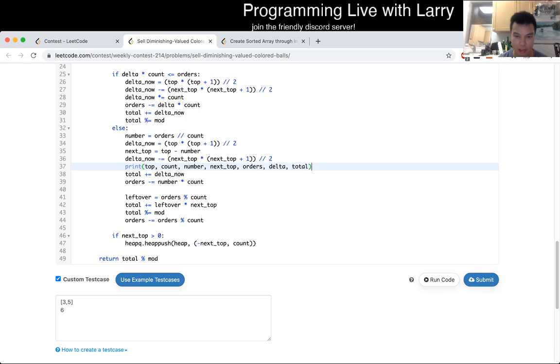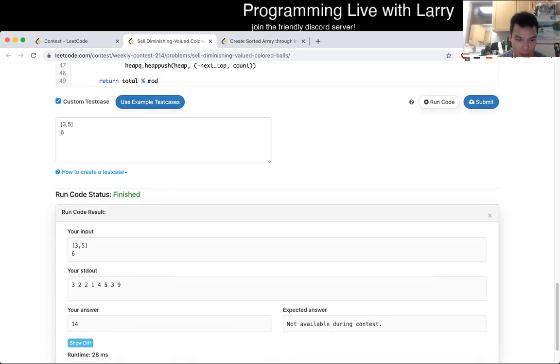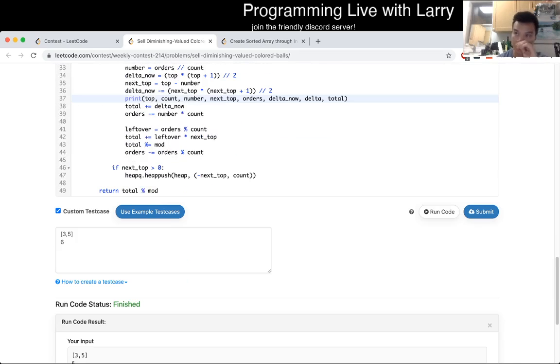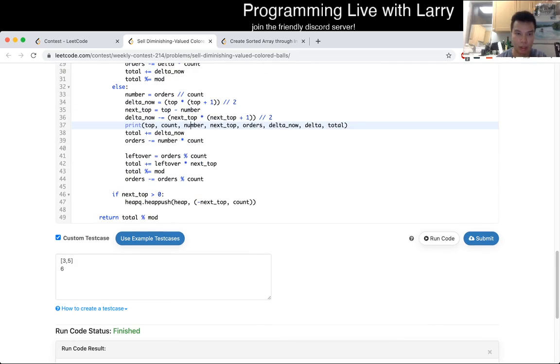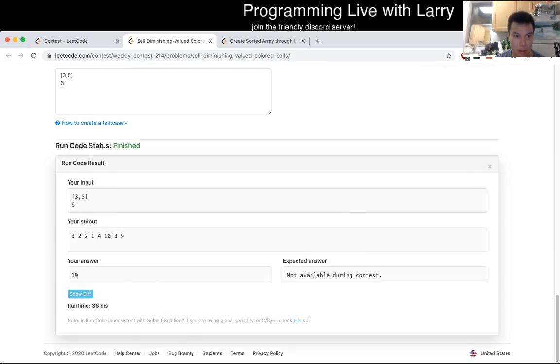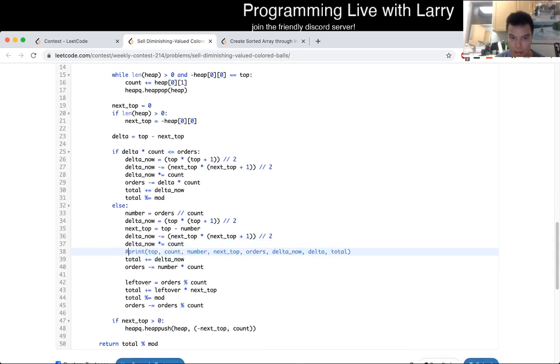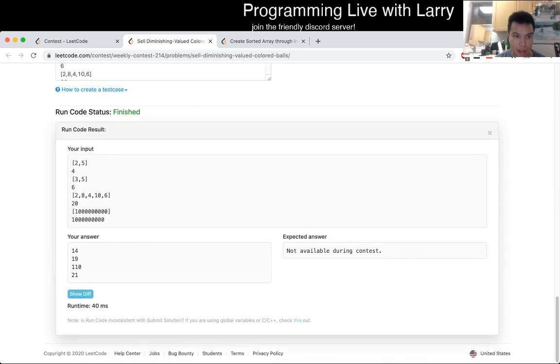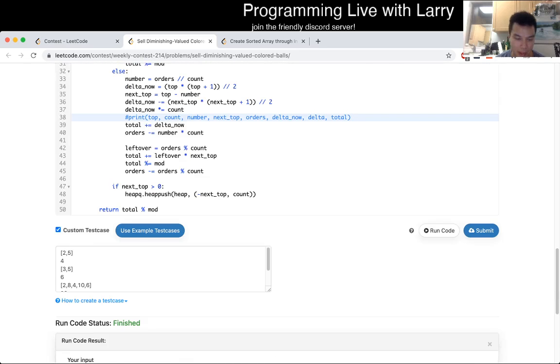So why is the delta now so high? Because it should be 3 times 3 is 6. Oh. Is that right? No, this is count. 19, alright. I mean, this is way bad for the test examples. I'm not confident about this one.